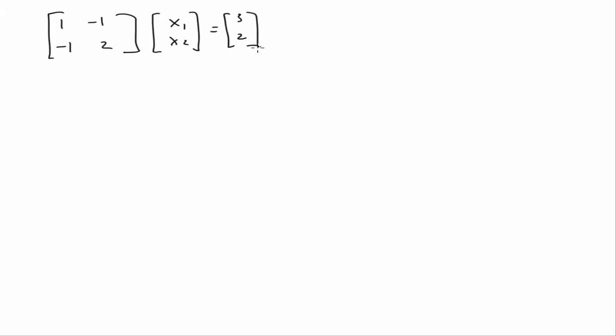So let's get to that. Let's write down our problem again. We have 1, -1 and -1, 2, times x1, x2, equal to 3, 2. This is my B, so I'm going to put that aside for a while and really just focus on this matrix and doing the row operations on it. That's my A, and I'm going to bring it down here.